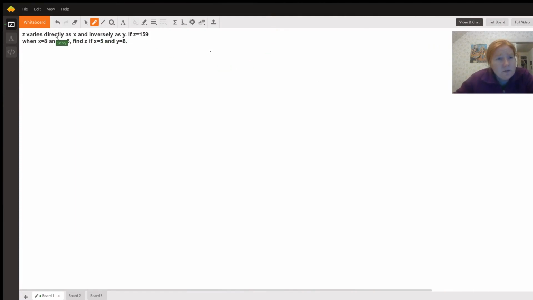Okay, to solve this question, we have to first understand the very first sentence here. Z varies directly as X and inversely as Y. You'll probably recall from the lesson that varying directly is set up as Z equals a constant, any constant K times X. That's a direct variation. And an indirect variation would be Z equals a constant, and then it's indirect, so it's divided by Y.